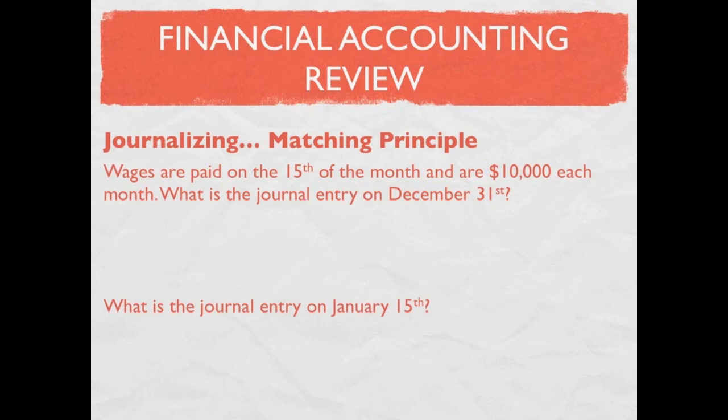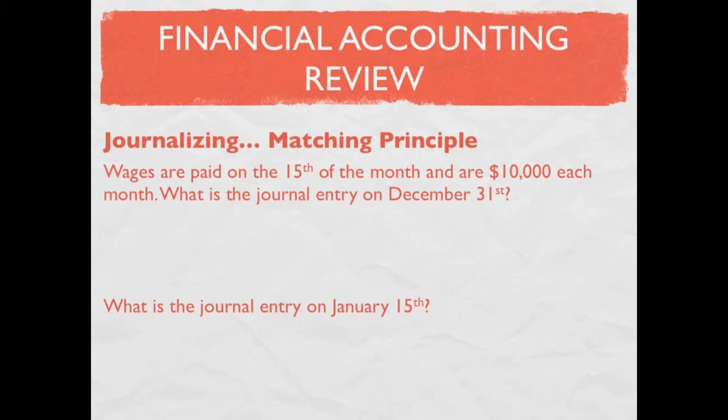That way, we're matching the expenses with the revenues those expenses created. So you've heard the old saying, you have to spend money to make money. So we just want to match those up. So let's look at an example here. Let's say we pay wages on the 15th of the month, and a month's worth of wages is $10,000. So from the first of the month to the end of the month is $10,000 worth of wages. And we pay on the 15th. What is the journal entry required on December 31st?